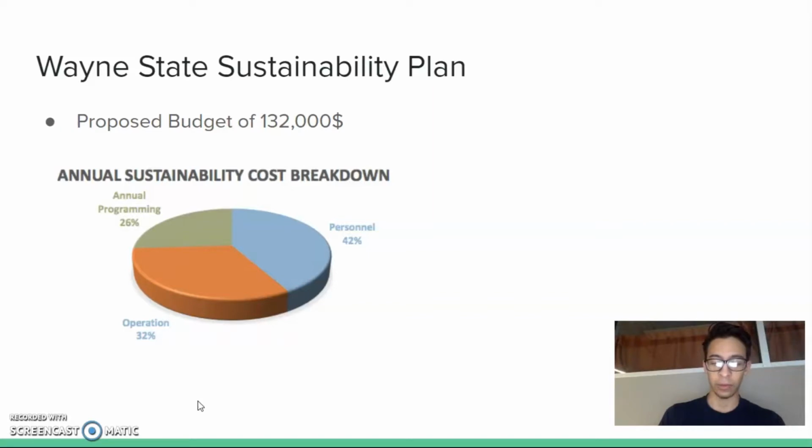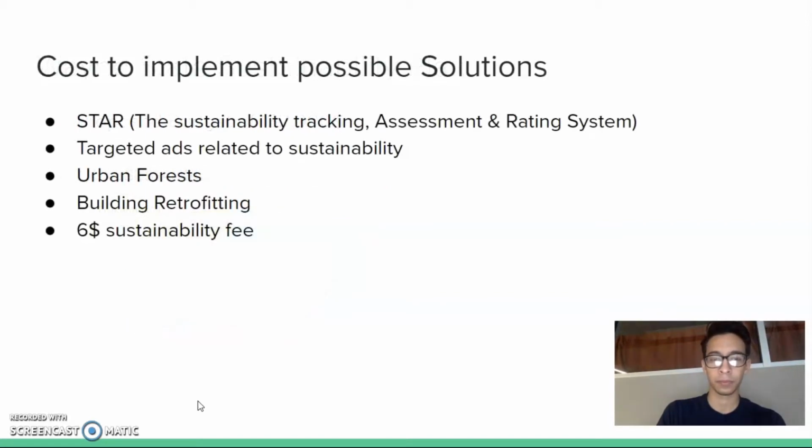So as we can see, Wayne State has planned to allot 42% of their budget to personnel, 26% to annual programming, and 32% of their budget to operations. There always exists costs associated with implementation of solutions, whether they be upfront capital cost or opportunity cost. Here is the cost overview that we have made over some of the possible solutions we have examined and proposed.